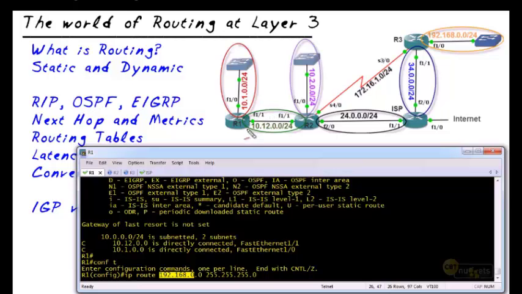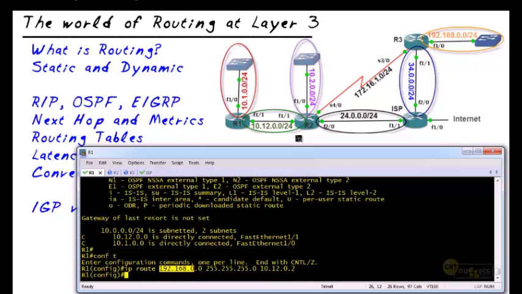So we're telling R1, if you get a packet that's destined for this network, you don't have to worry about the rest of the world. You just hand it over to the IP address of R2, which we'll do right now. So R2's address, which I happen to know, is 10.12.0.2. Now, how did I know that? Well, the reason I know that is because I configured the network earlier. We could also look at that router.